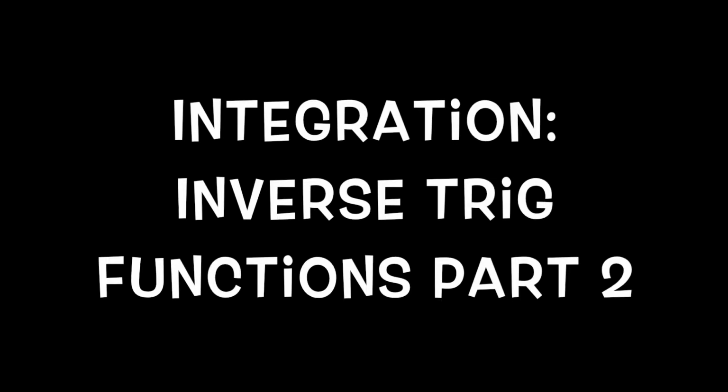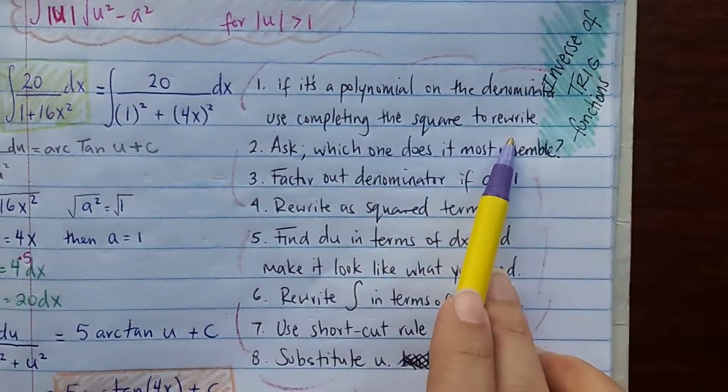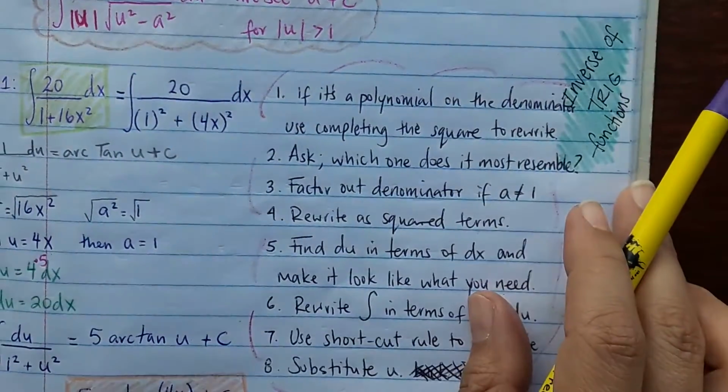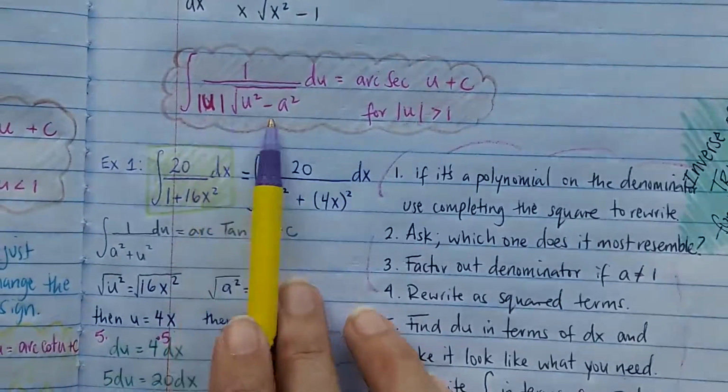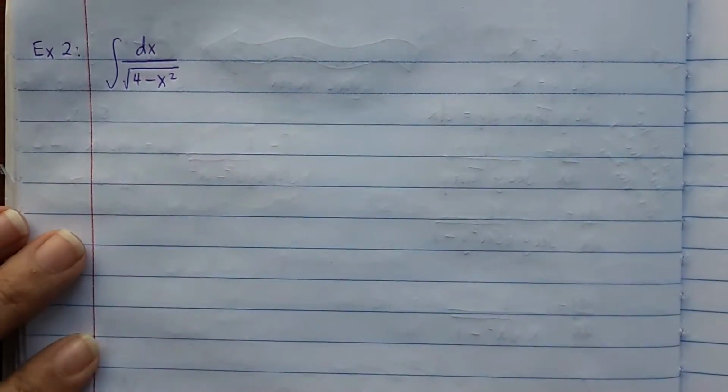Take a look at some more examples of integrating inverse trig. So let's say we had the integral of dx over the square root of 4 minus x squared. Just like before, if it's a polynomial denominator, complete the square, but if not, ask what it looks like. Looking at all the options that we have, it looks like that. So we're going to write that down.